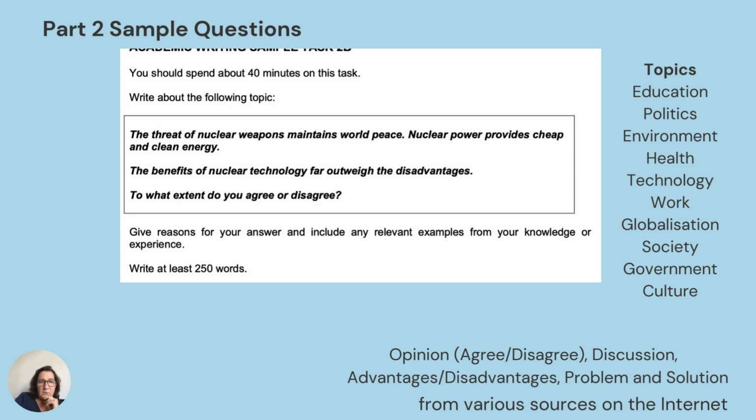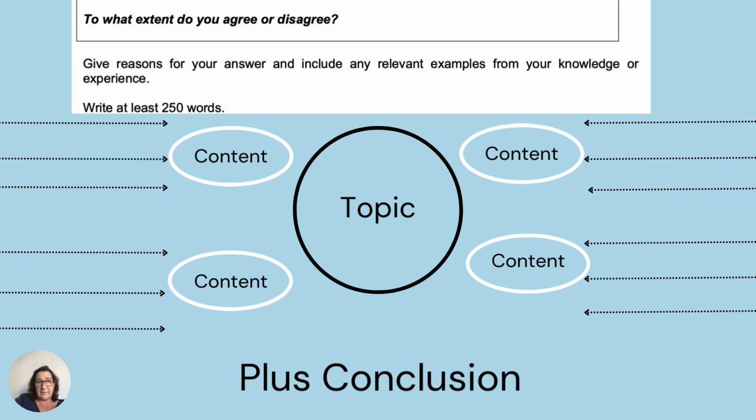And then your instructions continue. Give reasons for your answers and include relevant examples from your knowledge or experience. If you don't do that, you will lose points. So you must make sure. To what extent do you agree or disagree? Give reasons for your answer and include relevant examples from your knowledge or experience. Now, this doesn't have to be real, right? You can make up examples.